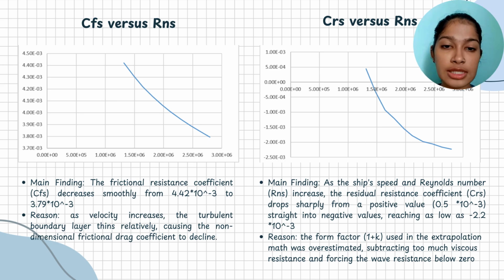So the main finding is as the ship's speed and Reynolds number RNS increase, the residual resistance coefficient CRS drops sharply from a positive value of 0.5 times 10 to the power of negative 3 straight into a negative value, reaching as low as negative 2.2 times 10 to the power of negative 3. The reason is the form factor 1 plus k used in the extrapolation was overestimated, subtracting too much viscous resistance and forcing the wave resistance below zero.